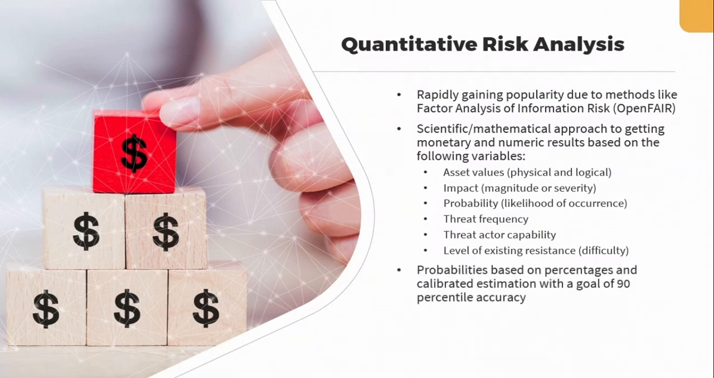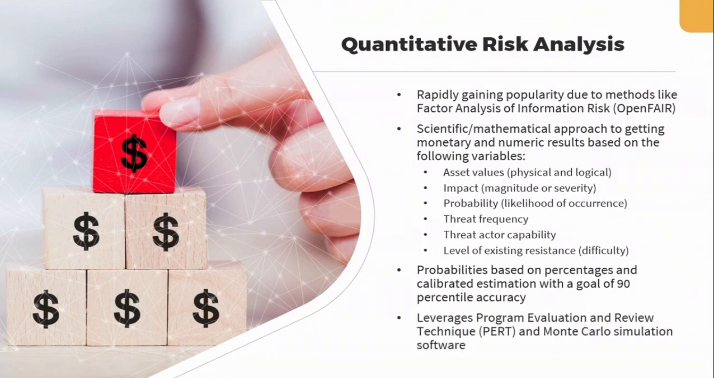the level of existing resistance or difficulty that the target is presenting. The probabilities are based on percentages and using calibrated estimation, and the goal is to get 90% accuracy. And by leveraging program evaluation and review technique, PERT, and Monte Carlo simulation software, we can actually meet that goal of 90% accuracy. The goal is not to be perfect, but to have 90% calibrated estimation.